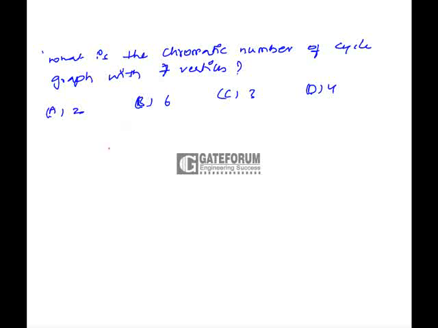The chromatic number of a cycle graph with n vertices, represented by Cn, is given by n minus 2 into the floor of n by 2, plus 2. This is the formula for finding the chromatic number of a cycle graph with n vertices.